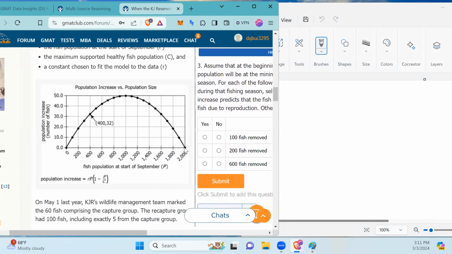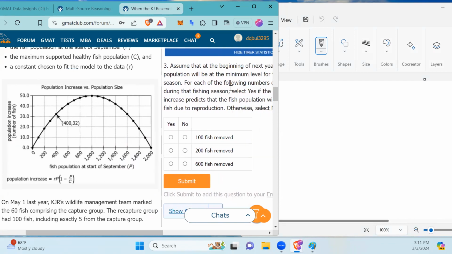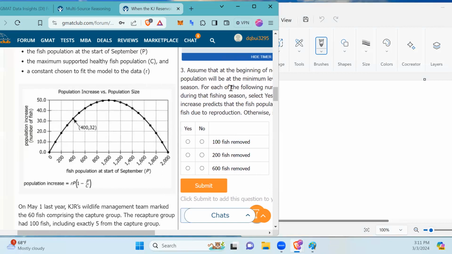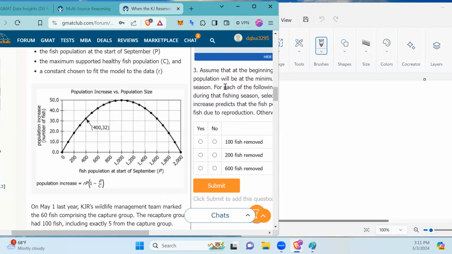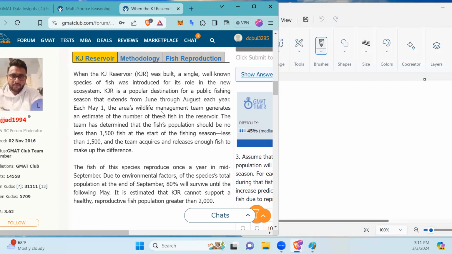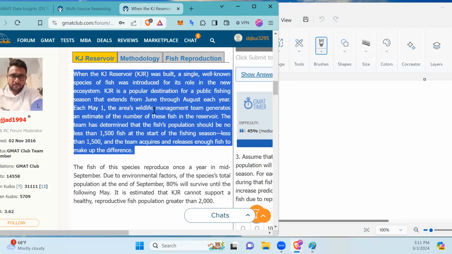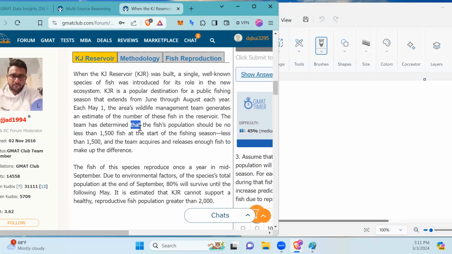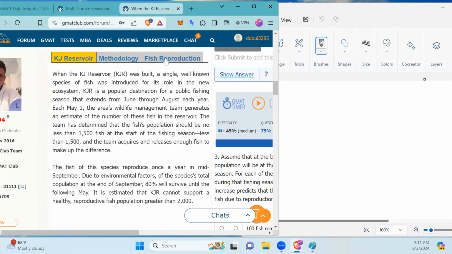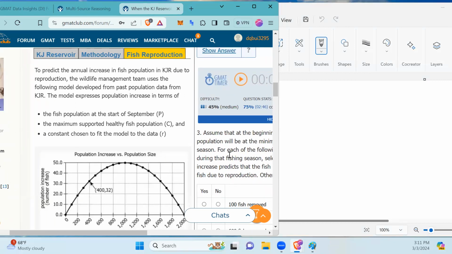But what would be the minimum level of fish at the start of the fishing season? 1,500, in the first tab. We can go back to the first tab quickly to check. Okay, and go back to this sentence that we already read earlier: no less than 1,500 fish at the start of fishing season. Okay, so the minimum is 1,500.